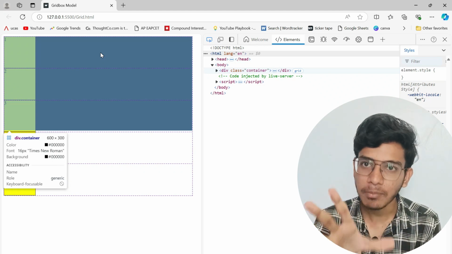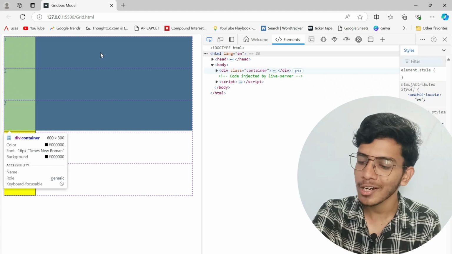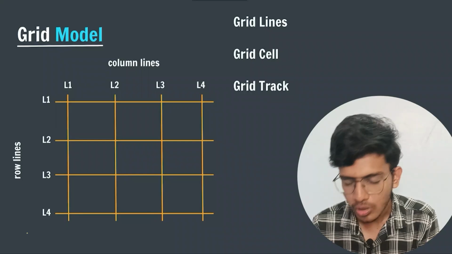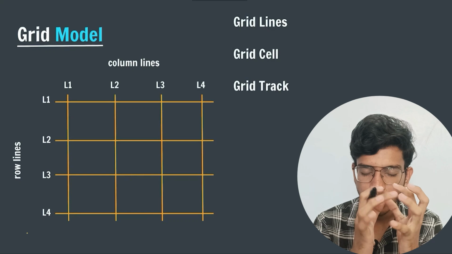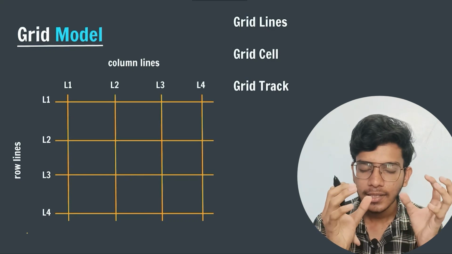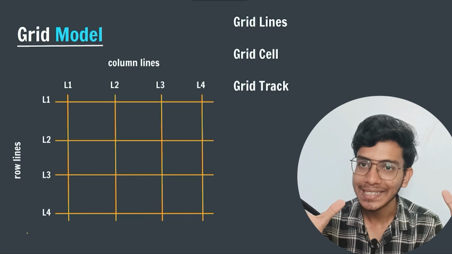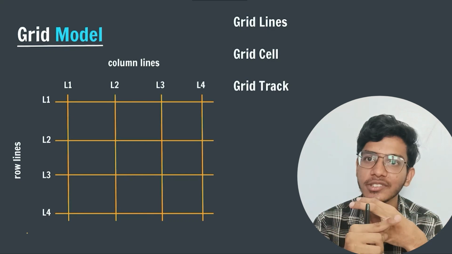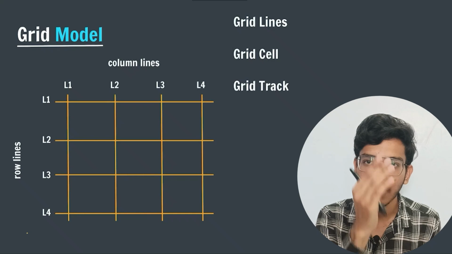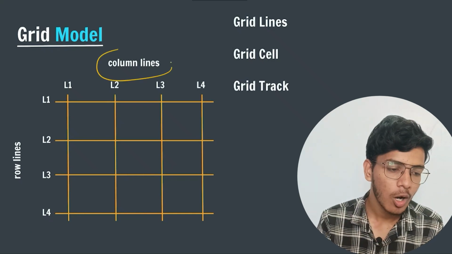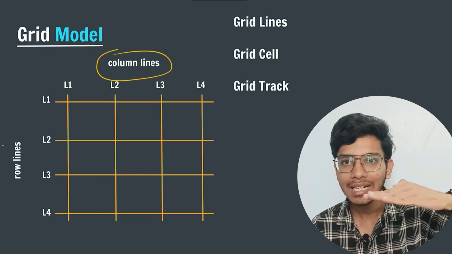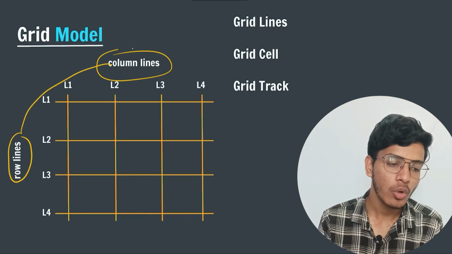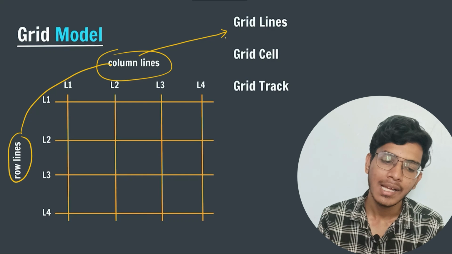Now let us talk about some terminologies. In order to understand how the GridBox model works, there are some terminologies which are really important to understand. The work of the GridBox model is to arrange a set of elements in a 2D format, and you can visualize this as a matrix, right? And in a matrix we have rows, we have columns, and the vertical lines involved in this structure are known as column lines, and the horizontal lines in this structure are known as row lines.